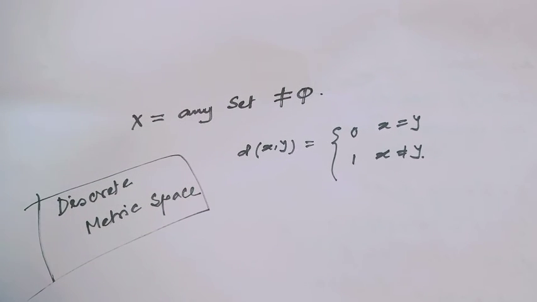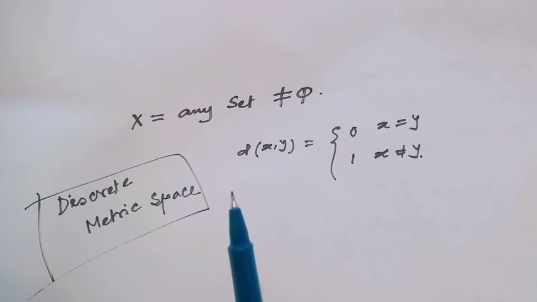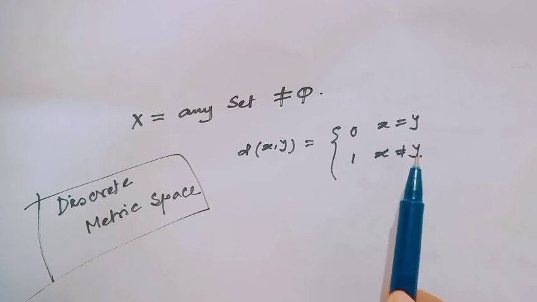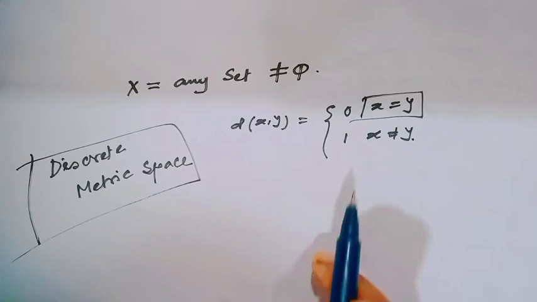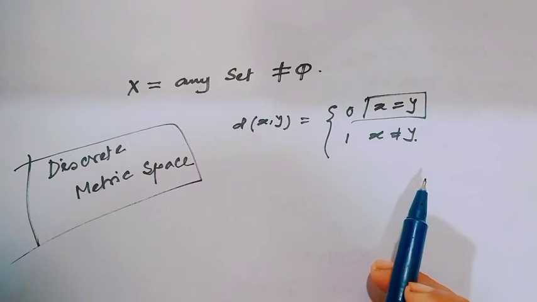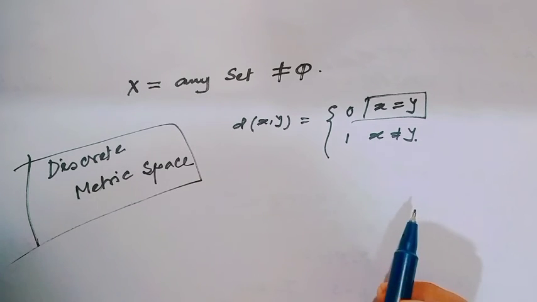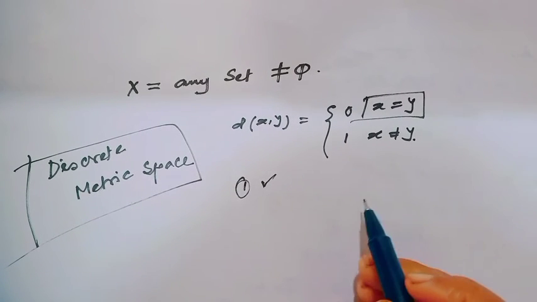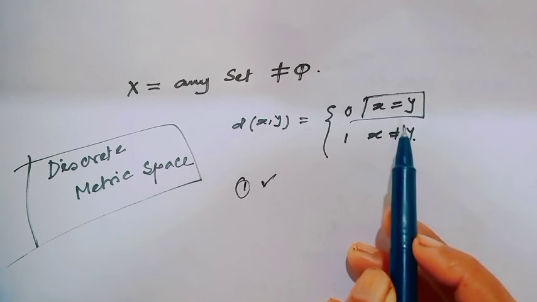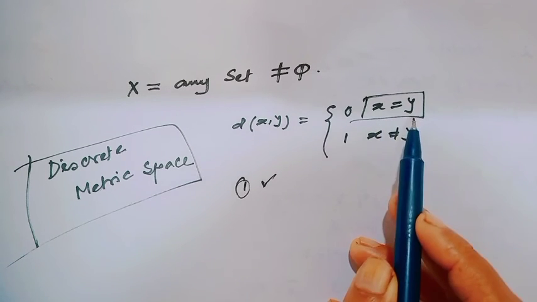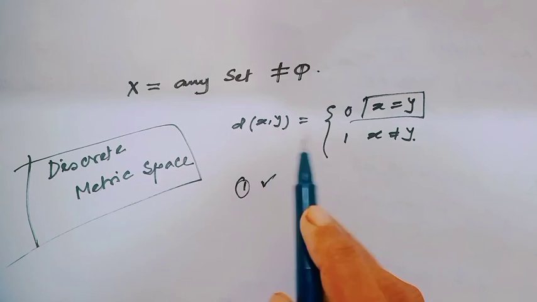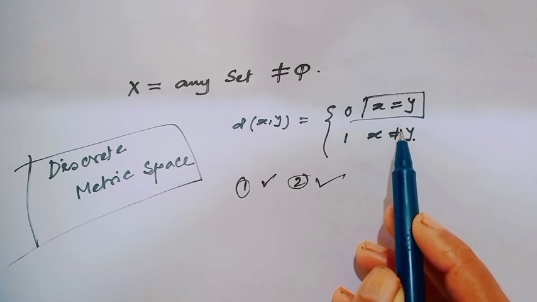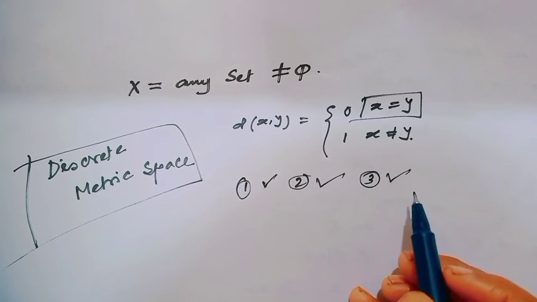Now I will define a different type of metric space: the discrete metric space. The metric is defined as follows, where X is any non-empty set. D of x, y is defined as 0 only when x equals y, and 1 when x is not equal to y. And obviously this is a metric space, because this distance function is always greater than or equal to 0, so condition 1 is satisfied, and equal to 0 when x equals y. Also when x equals y, the distance is equal to 0, so the second condition is also satisfied. And obviously d of x, y equals d of y, x.